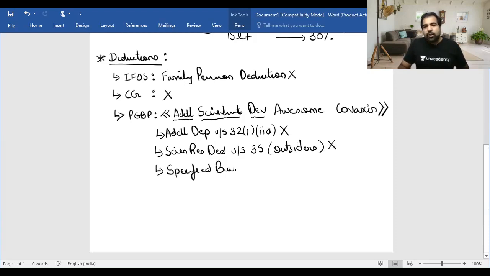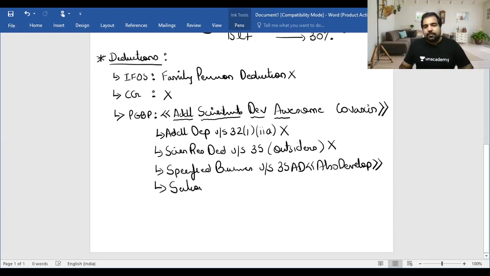Next, you remember specified business? Our shortcut was section 35AD, Also Develop. In this, you get 100% deduction of the capital expenditure you do, or even if you've done it before and you capitalize it now, you get 100% deduction. But unfortunately, you don't get this. So this 35AD you don't get. But because they didn't give you 100%, don't worry, at least depreciation you will get. So additional depreciation you won't get. Scientific research outsiders you will not get. Also develop you will not get.